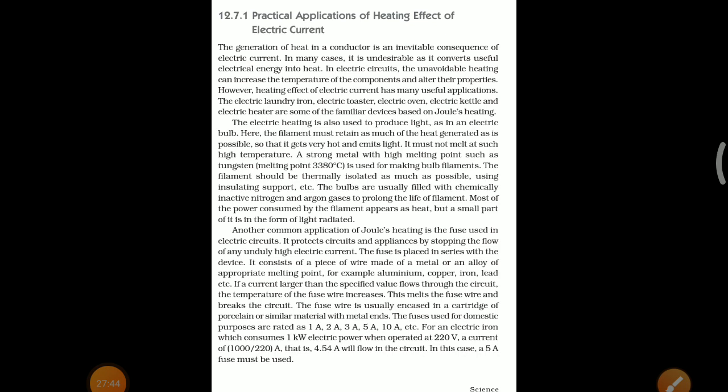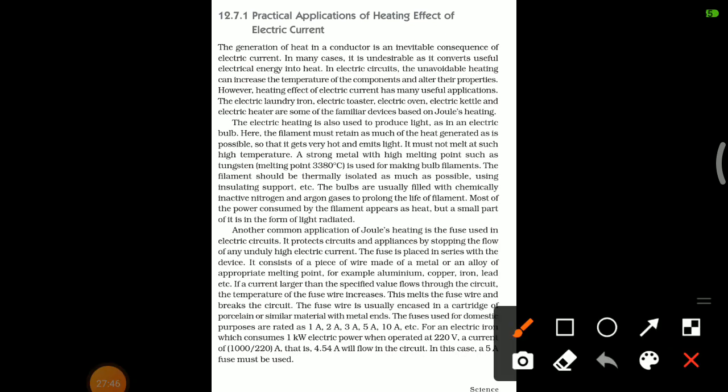This is your book content. See here the practical applications of the heating effect of electric current. It is used in electric iron, laundry iron, electric toaster, electric oven and electric kettle. It is also used in the filament of an electric bulb. The electric bulb filament is made of tungsten material.